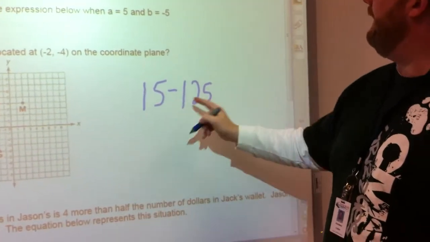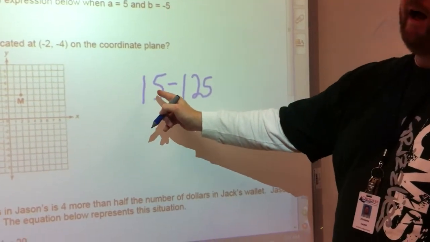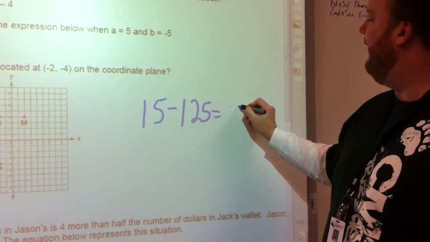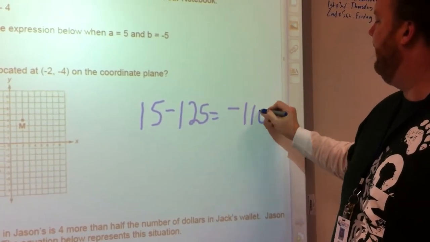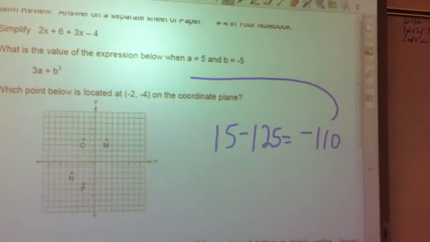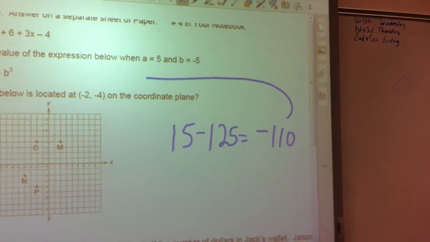The answer is going to be, and you can use a number line to figure this out, but the answer is going to be negative 110. Therefore, the answer to number 2 is negative 110.